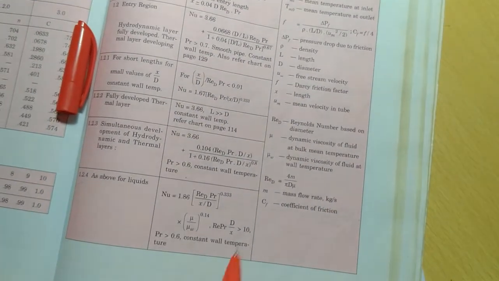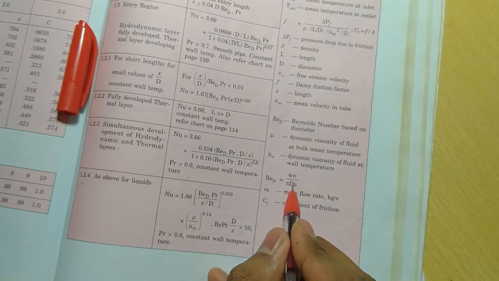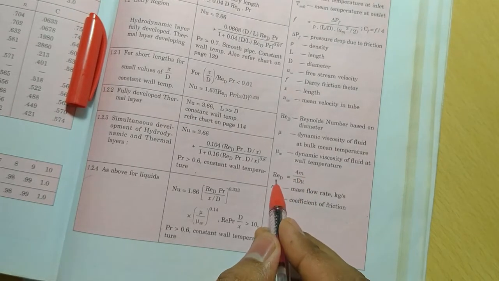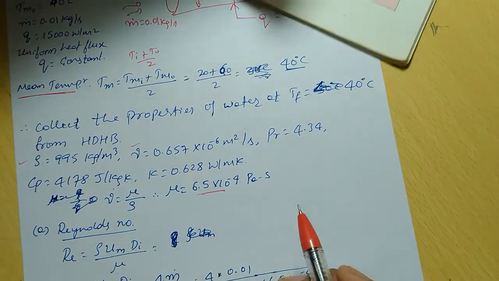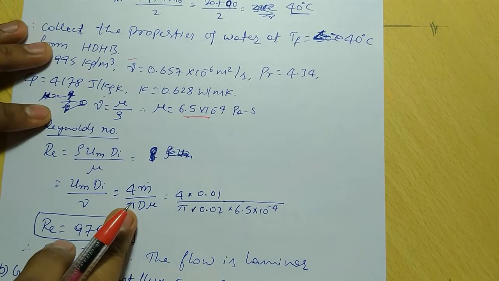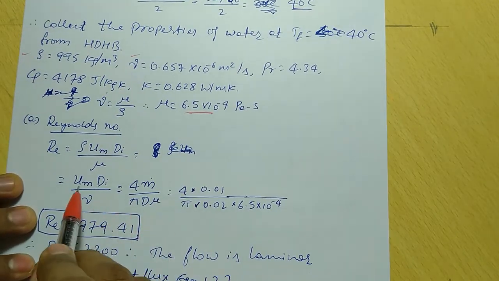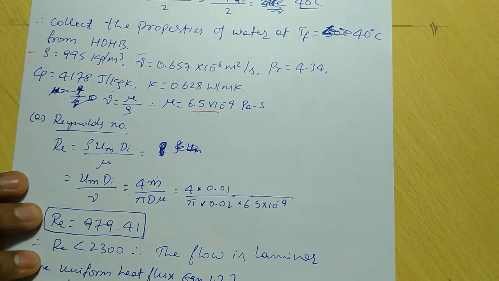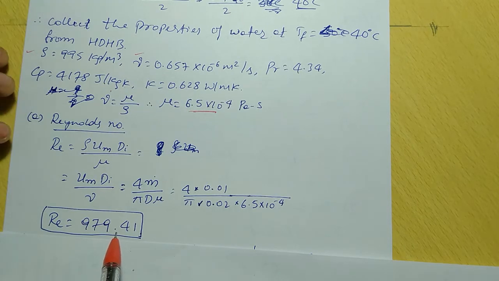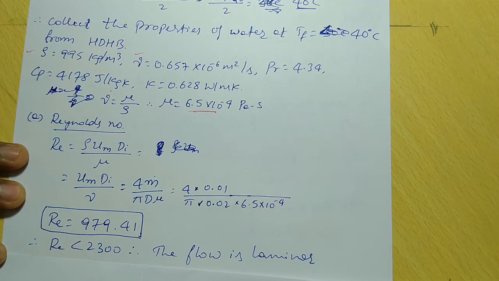Here you can see the Reynolds number is equal to 4m divided by pi d mu, where m is the mass flow rate. By using this equation also we can find the Reynolds number. I copied the same equation here. Calculate the Reynolds number; you get 979.49. This is less than 2300, therefore the flow is laminar.